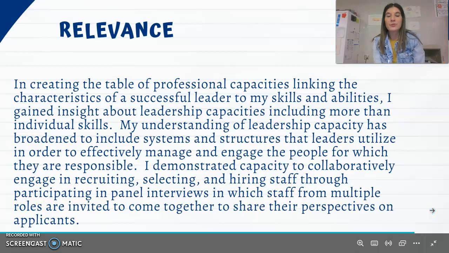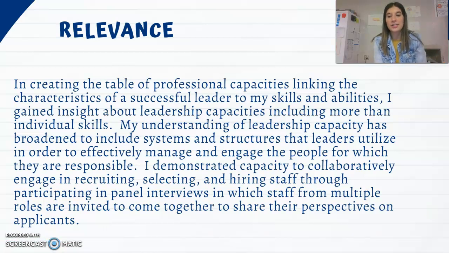Relevance here in creating the table of professional capacities, like linking characteristics of a successful leader to my skills and abilities. I gained a lot of insight about leadership capacities because I understand better that they include more than just individual skills. My understanding of leadership has broadened to include those systems and structures that leaders utilize in order to effectively manage and engage people that they are responsible for. And I also demonstrated capacity to collaboratively engage in recruiting, selecting, and hiring of staff through participating in panels and interviews here for the building in which I work.